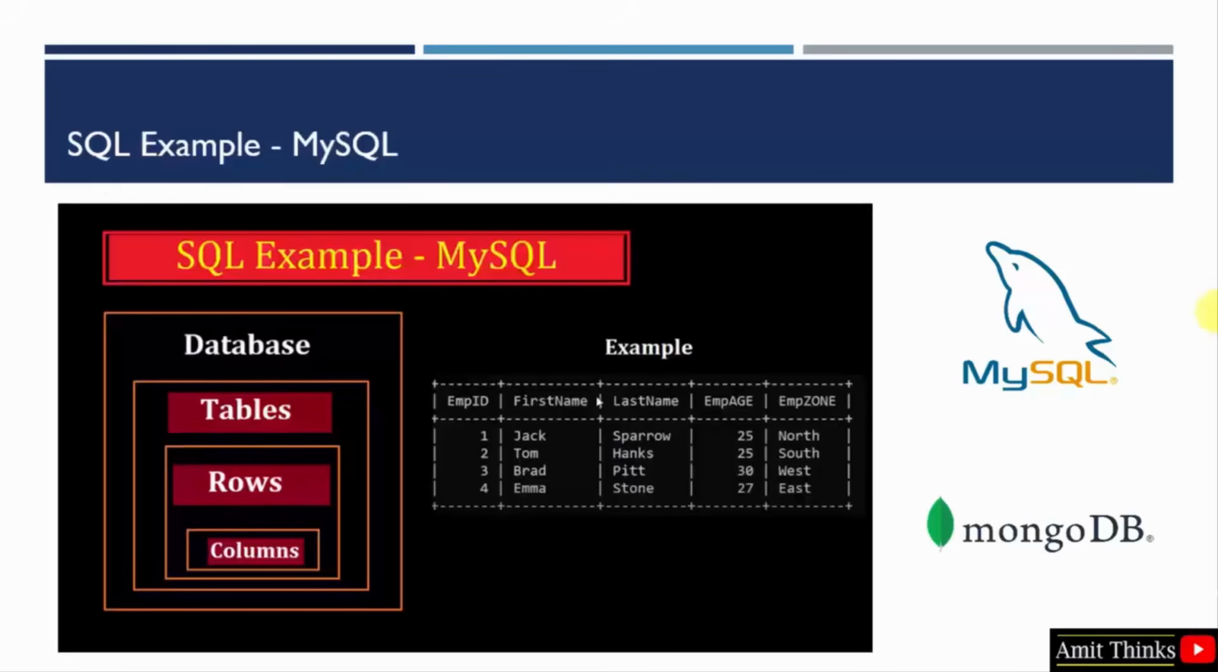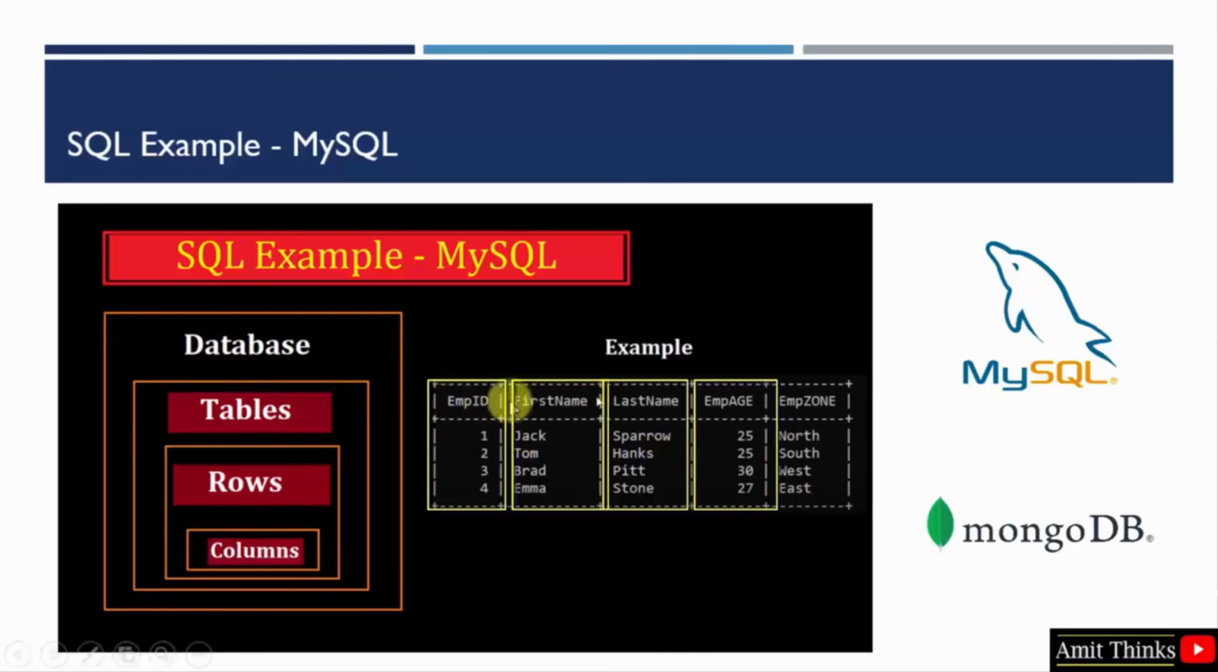At first, SQL. You can see the SQL example. We have shown MySQL here. As I told you before, SQL saves data in the form of rows and columns. It's based on RDBMS, that means based on the relational model. Relation between rows and columns in a table, here it is. You can see the relation between rows and columns.